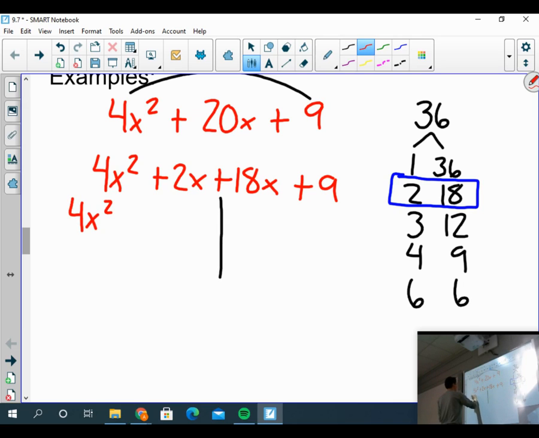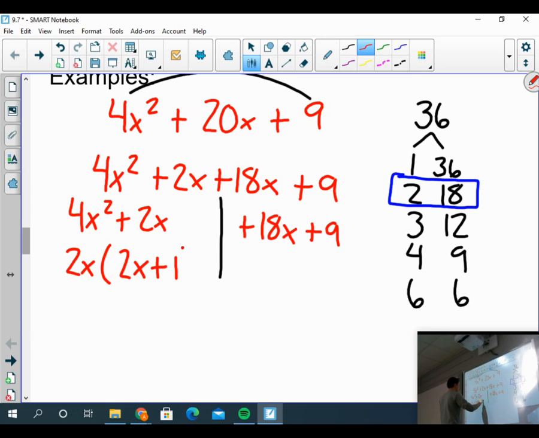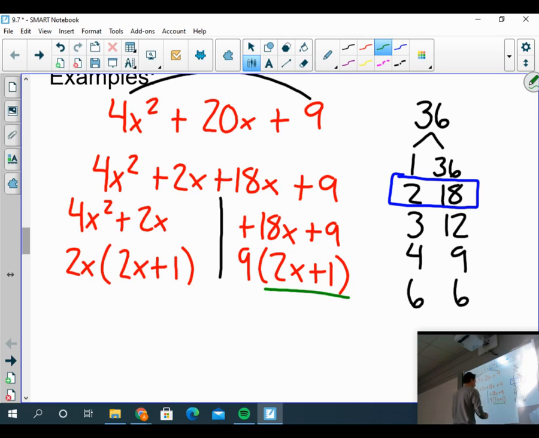Again, while I'm going somewhat quickly through this, if this is very confusing to you, you need to reach out to me. You're a little bit behind, which is okay. We can catch up. Just reach out so that we can get you back on track. 2x is the greatest common factor. And I get 2x plus 1. Factor out a 9 over here. And I get 2x plus 1. And I look and I notice my parentheses are identical. It's pretty good. So I bring the whole band back together.